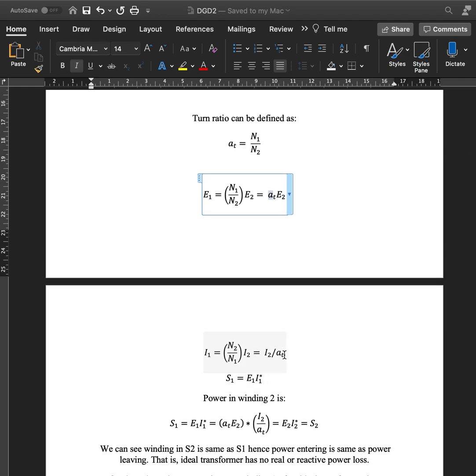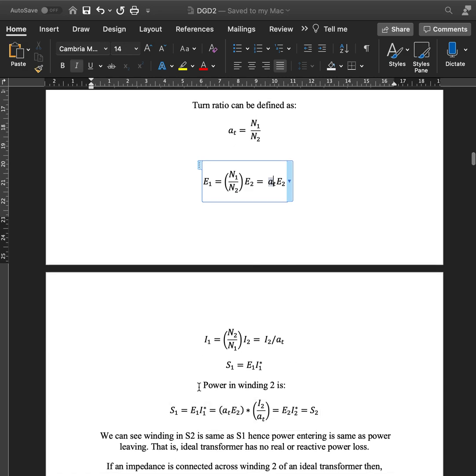And now we have power in the winding, which could be defined as S1 is equal to E1 times I1, and as we defined E1 earlier, which is turn ratio times E2 here, times I1, which is I2 over AT, which is equal to E2 times I2. Hence we get S2. In an ideal transformer, the power entering must be the same as power exiting the system. Hence, there is no real or reactive power loss in the system.